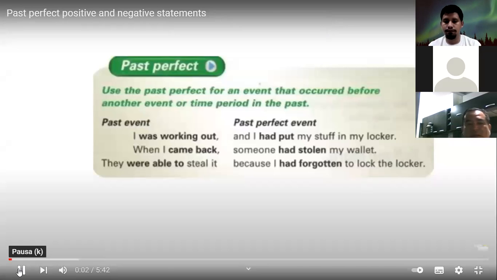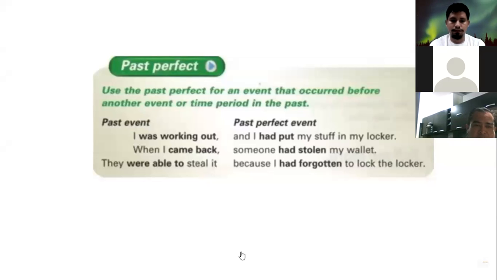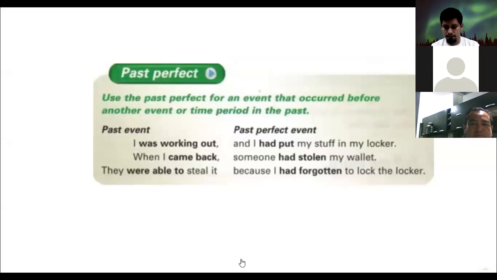Hi, everyone. By the end of this class, you'll be able to form past perfect statements. We'll learn the structure and practice. So let's get started. In our previous lesson, we learned about the past perfect. And it's always important to keep that in mind. We use the past perfect to express an event that occurred before another event in the past. Today, what we're going to do is learn about the structure.